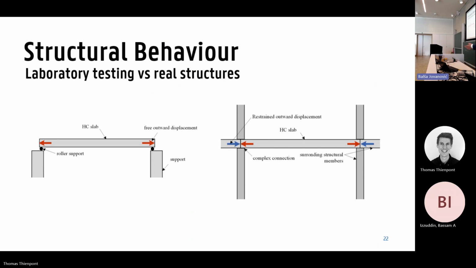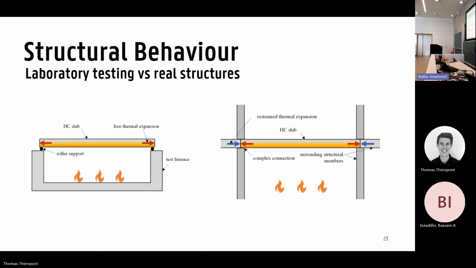But then actually, once we install them in a building, they're no longer in this theoretical state where we just have two supports. They're actually part of a bigger structure. And there's members surrounding it. There's columns, there's floors, there's beams. And so the boundary conditions in a real structure are completely different or very different from the ones that we have in theory or in a lab test.